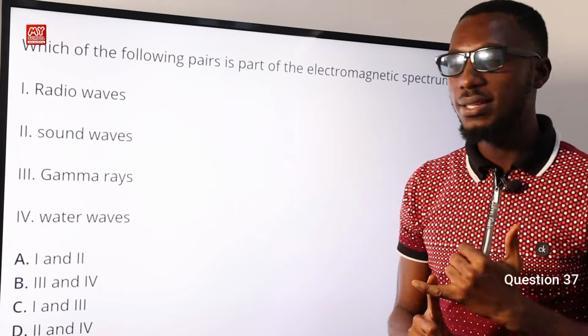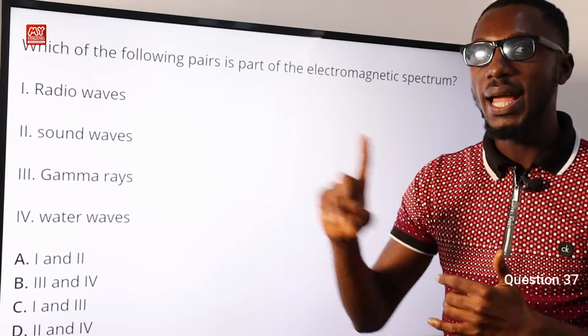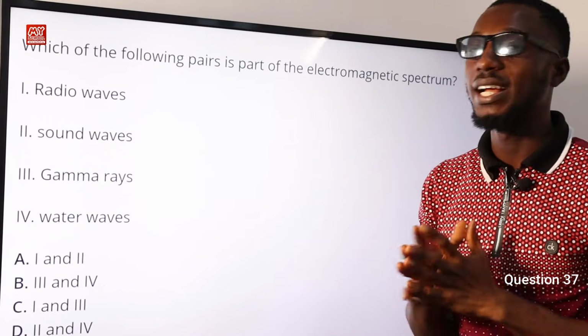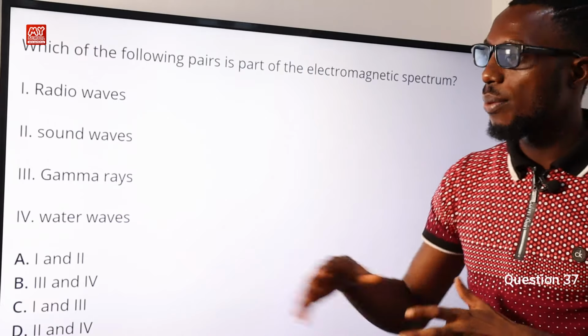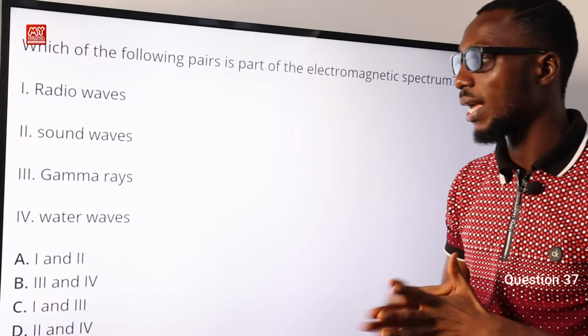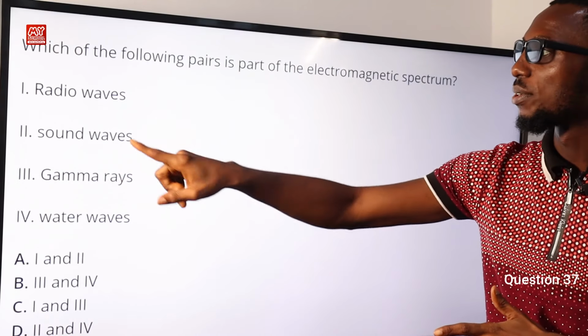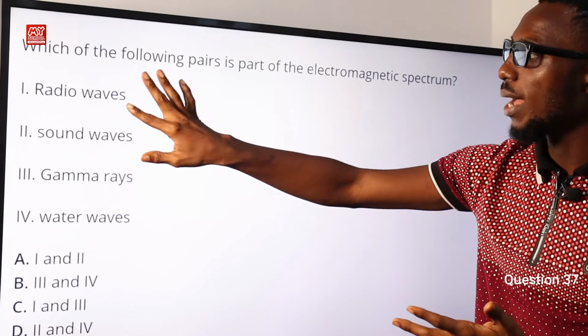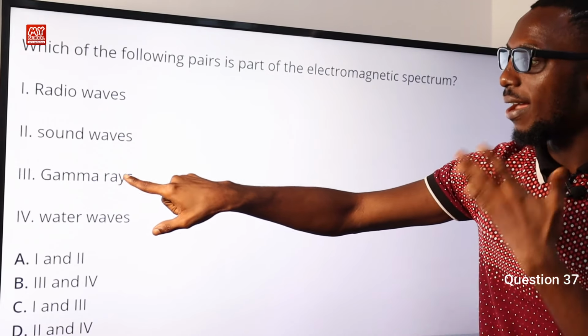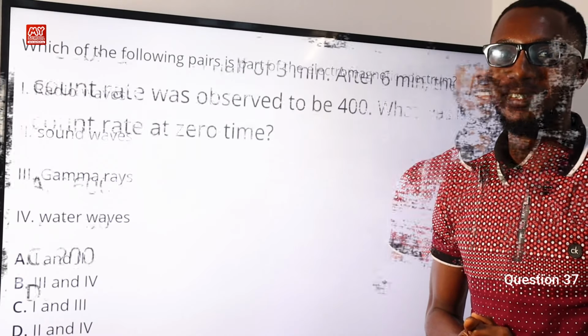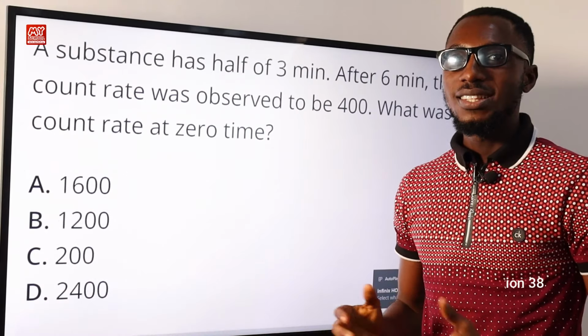So going back to the question, which of the following pairs is part of the electromagnetic spectrum? Radio wave is electromagnetic spectrum; sound wave is a mechanical kind of wave. Gamma rays are electromagnetic spectrum. Water waves are mechanical waves. They cannot travel through vacuum. So the correct combination will be I and III. So that makes option C the correct option.